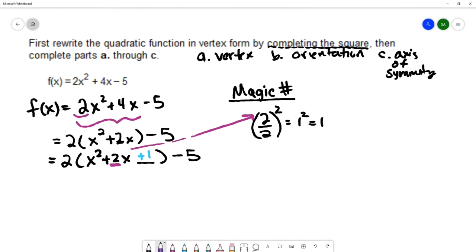And it's a little bit confusing because it's inside this parenthesis here. Because it's inside the parenthesis, I also have to consider this number out here. So what I'll do is multiply these two numbers together. 2 times 1 is 2. And then to balance the equation out, I need to do the opposite on the end here. So the opposite of positive 2 would be a minus 2. So that minus 2 balances out writing the 1 in the parenthesis.